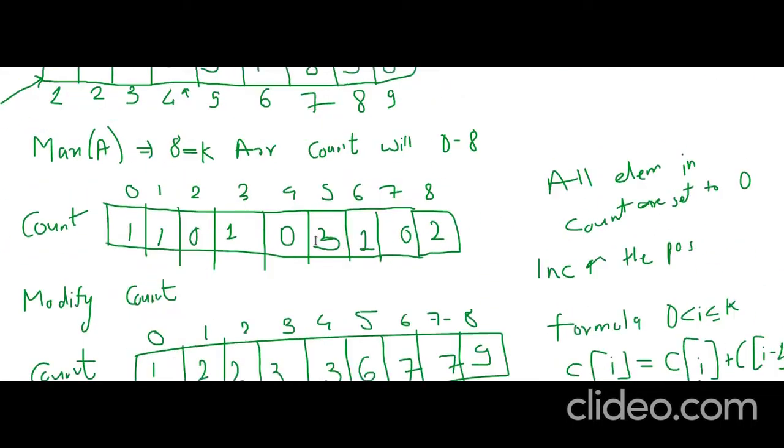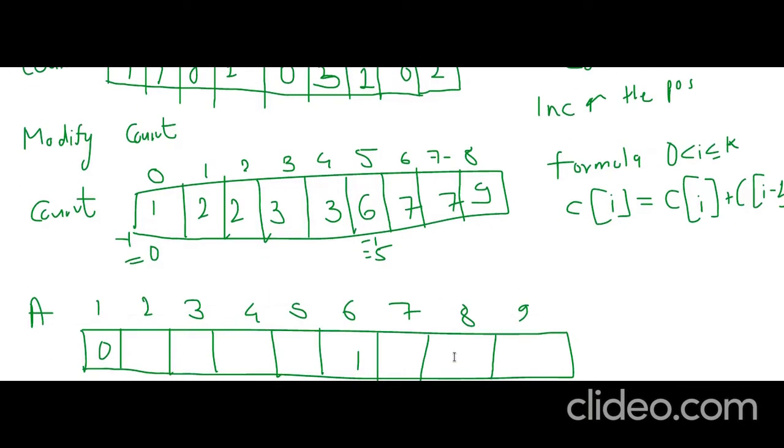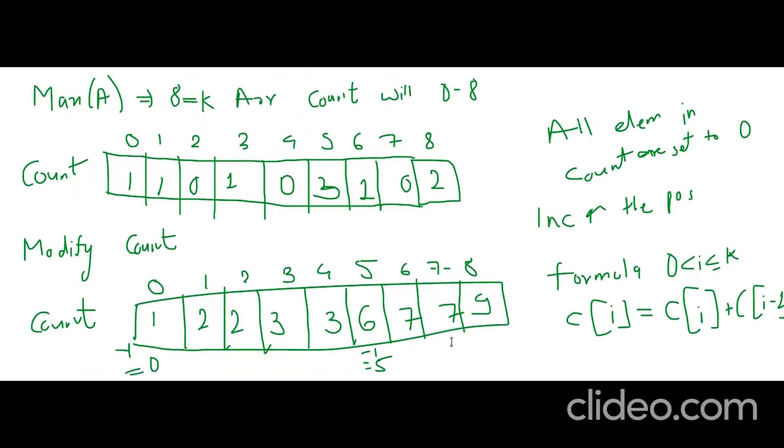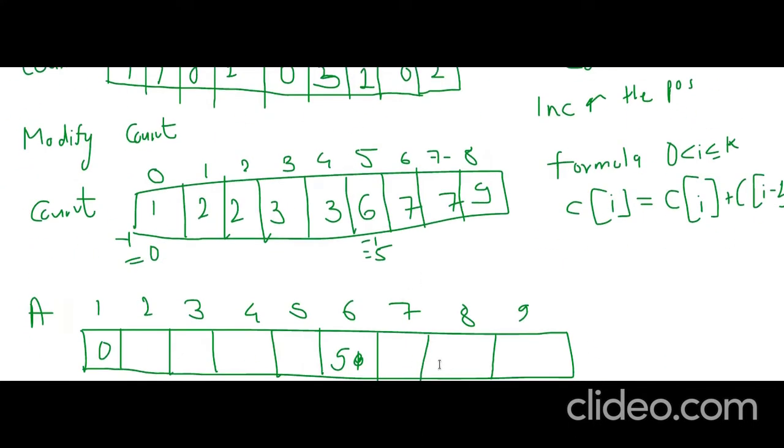Now it was 5, so 5 will be added at 6th position, and 1 will be subtracted from the count array of 5. So next it was 8. So 8 will be added at position 9, and from the count array 1 will be subtracted to show the next position of 8.